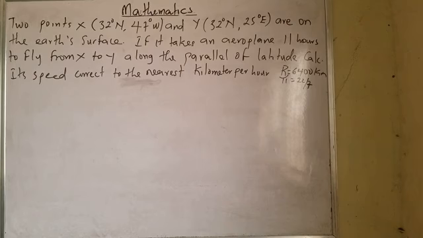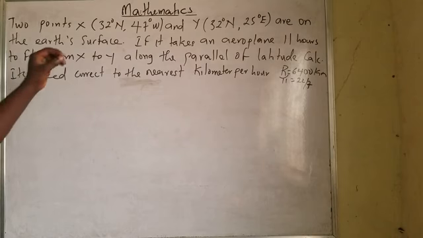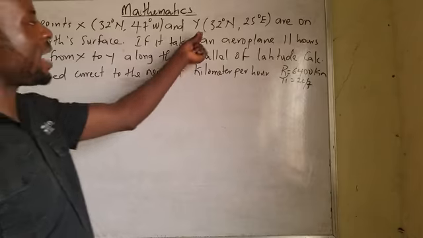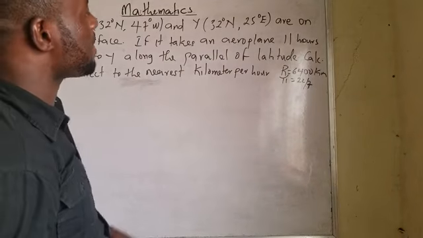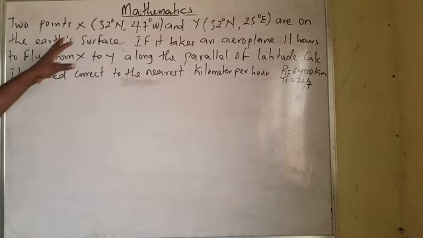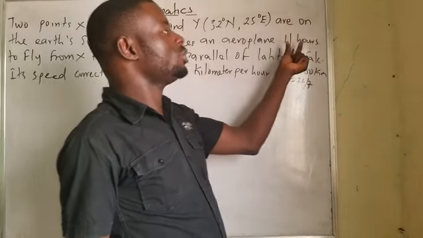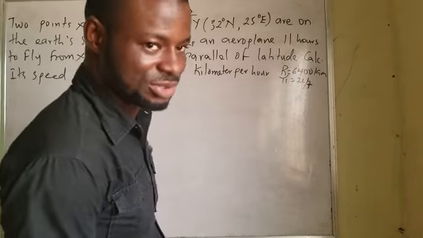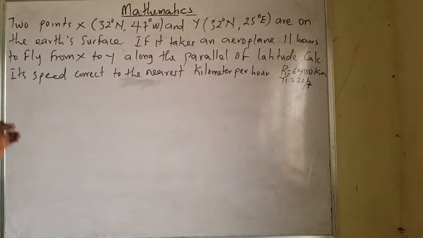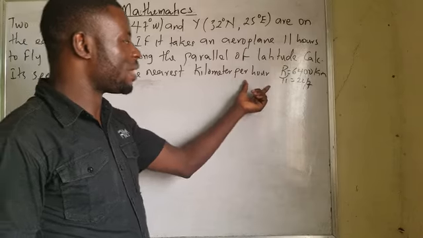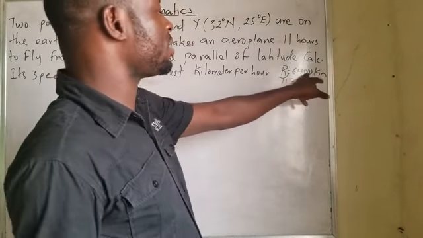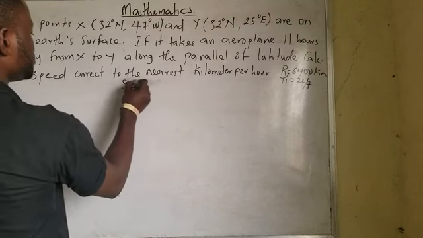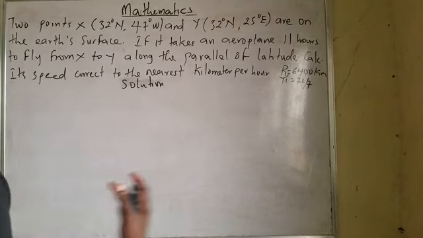Okay, look at this question. It's a very simple one. Two points: X is 32 degrees north and 47 degrees west, and Y is 32 degrees north, 25 degrees east, on the Earth's surface. If it takes an aeroplane 12 hours to fly from X to Y along the parallel of latitude, which means the small circle, whose radius is going to be small r, what is its speed, correct to the nearest kilometer per hour? Taking r as 6,400 kilometers and pi as 22 over 7. Now, that is the question we are talking about. Let's try to work it out. Somebody sent this to me, and let's see how it will be.